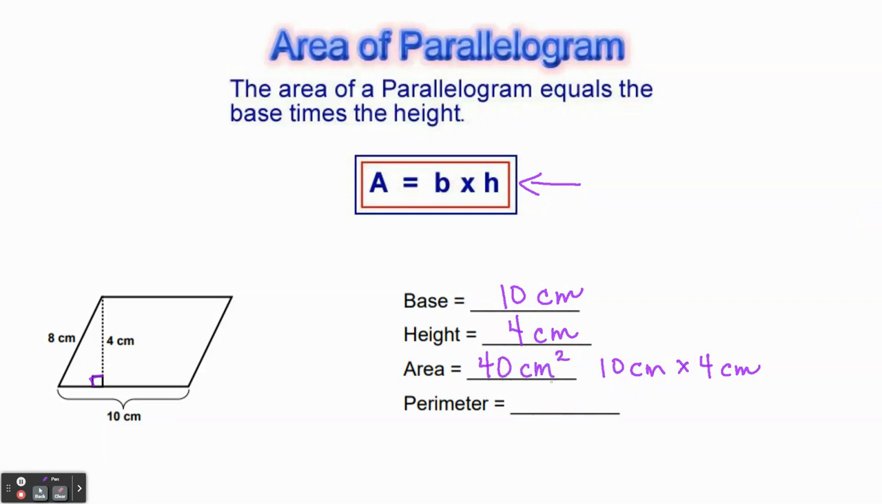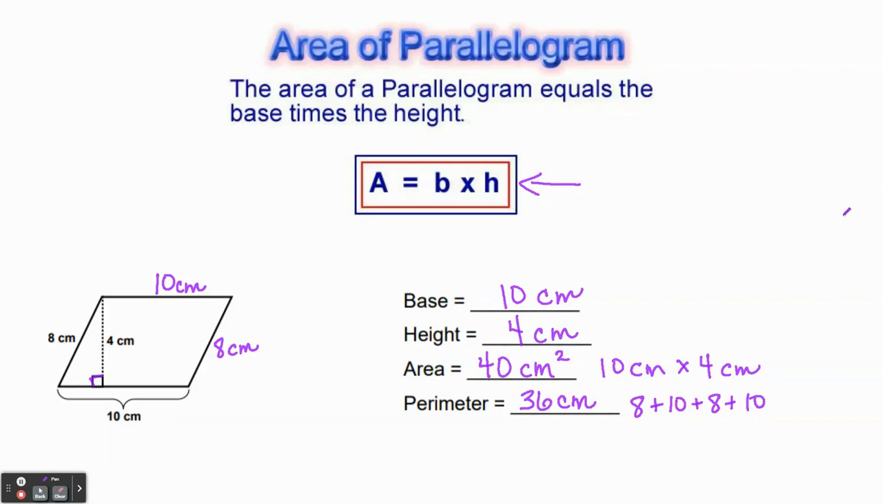Now the perimeter is where I'm going to add up all of these sides on the outside. And things you have to know about a parallelogram is that opposite sides are congruent or equal. So that means that this is also a 10 centimeters and this is an 8 centimeters. So if I add those all up, 8 plus 10 plus 8 plus 10 will give me 36 centimeters. Notice I didn't use the 4, which was the height. I didn't use that in my perimeter calculations because it's not on the outside of the parallelogram.